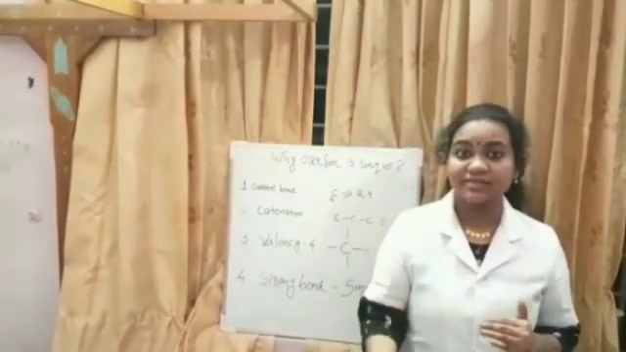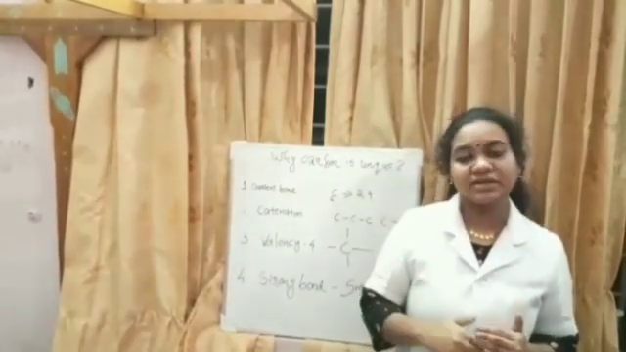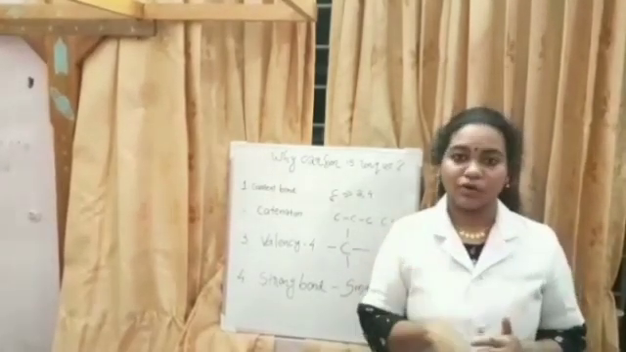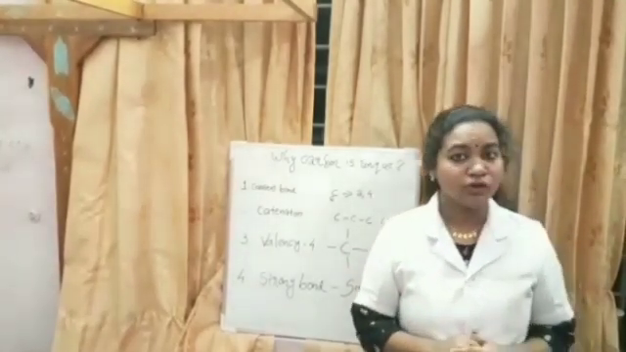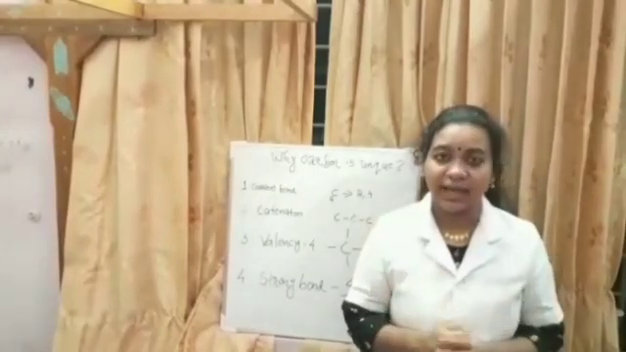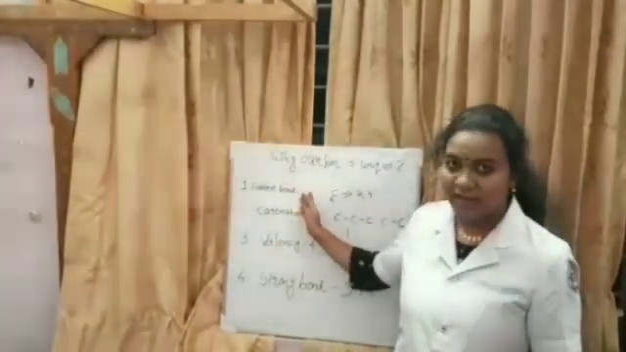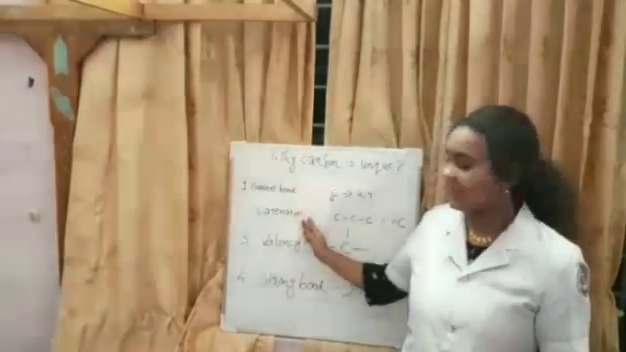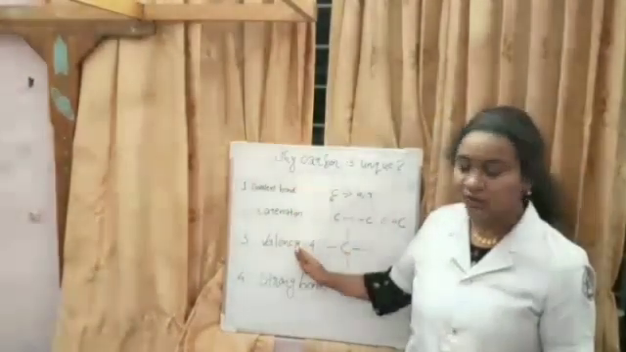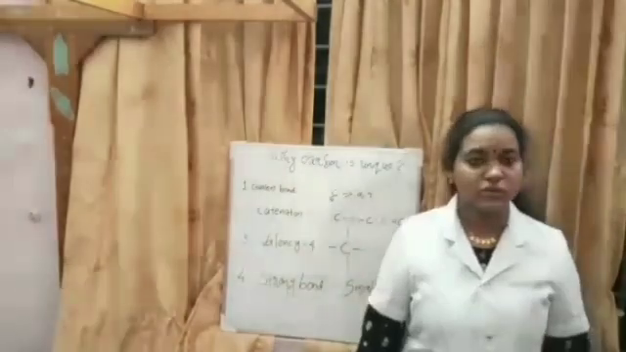So in the next class we are going to discuss the saturated and unsaturated carbon compounds. Okay, I hope all of you understood why carbon is versatile, and these 4 points are very important: carbon forms covalent bonds, carbon has catenation, carbon has valency 4, and it will always make strong bonds.